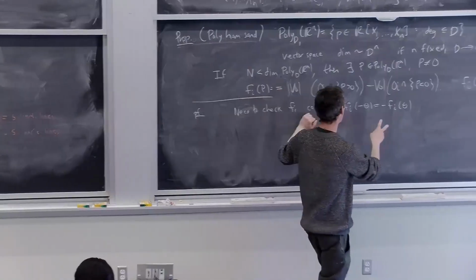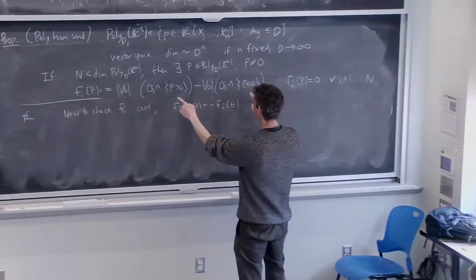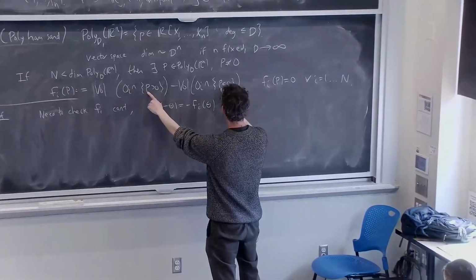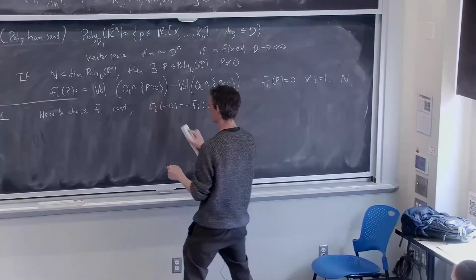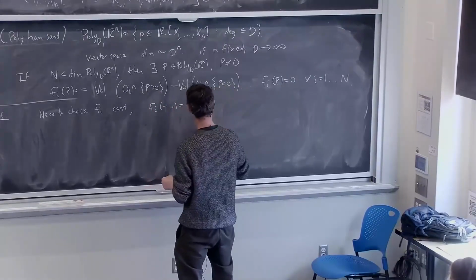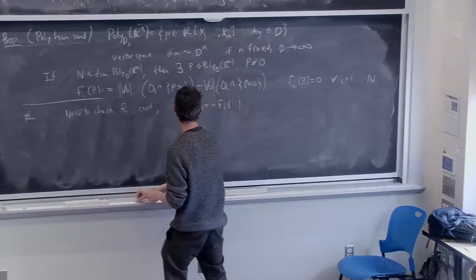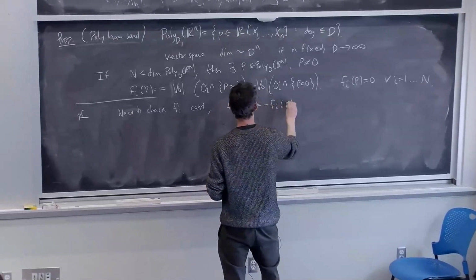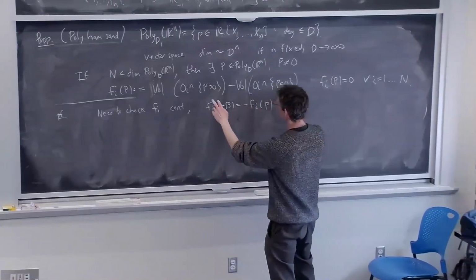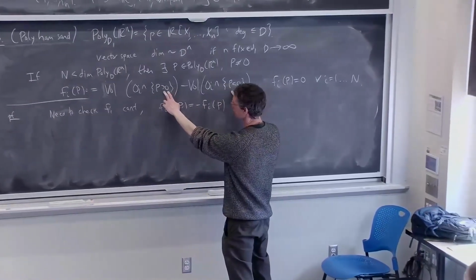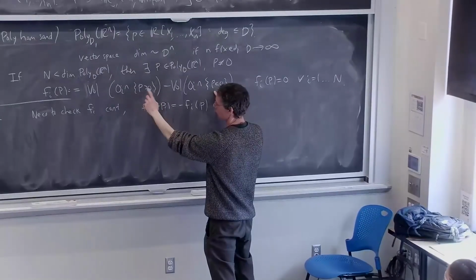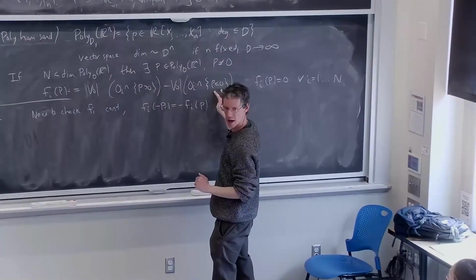And why is it antipodal? Well, if I switch p to negative p, actually, let me put p's here. If I switch p to negative p, then it interchanges these two sets. And so it switches the sign of fi of p.